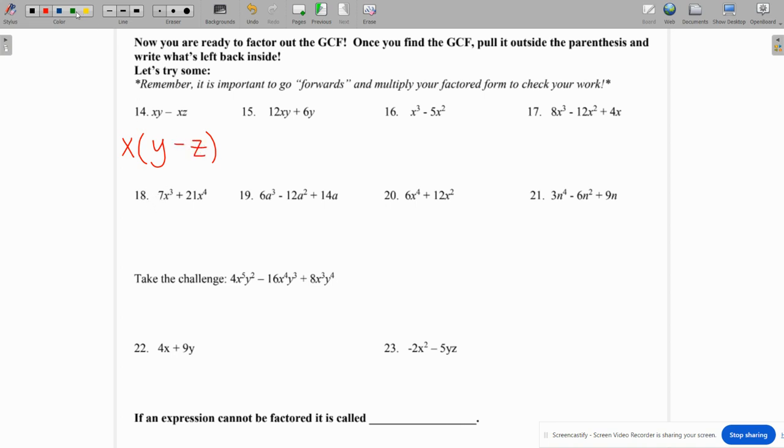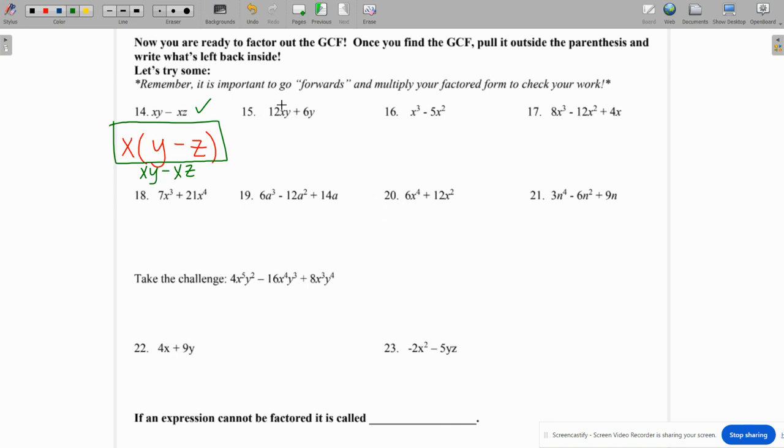You should get in the habit of checking your work by actually multiplying it back together and doing the distributive property. X times y is xy, x times negative z is minus xz. That gets you back to the original problem. You don't necessarily need to write that check. This is your actual answer, but doing that check, at least in your head, is a good idea.